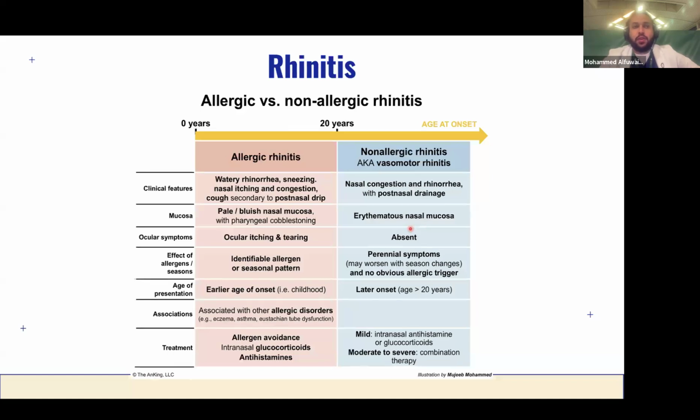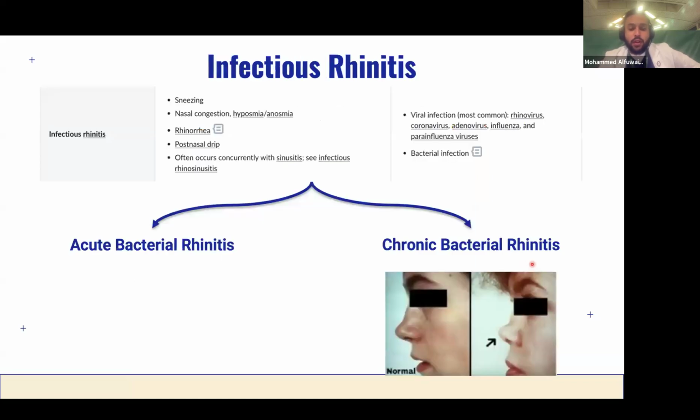So for example, if you go into your car and you turn on the AC and the air blows into your face, you start sneezing. This is vasomotor rhinitis. For example, you get wind blown in your face, you start sneezing. This is vasomotor. There's no specific allergic trigger. Treatment of this is intranasal antihistamine or steroids, and if it's severe, you go for both. But anyways, you don't need to know this detail over here. And that's basically rhinitis in a nutshell. We'll go into each specific cause.